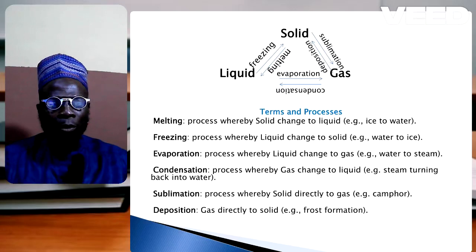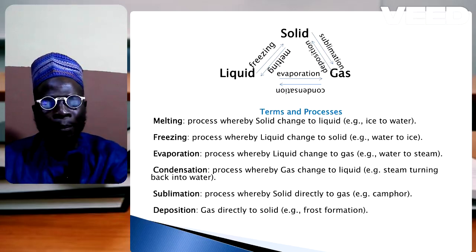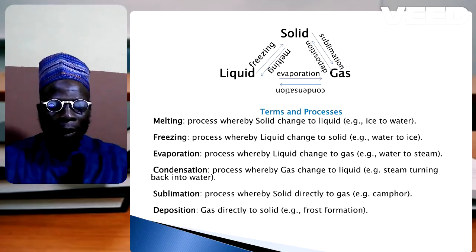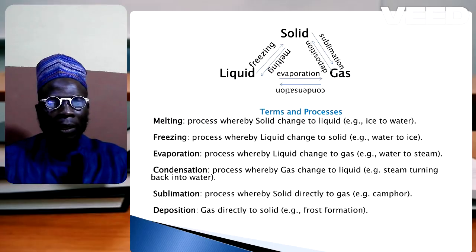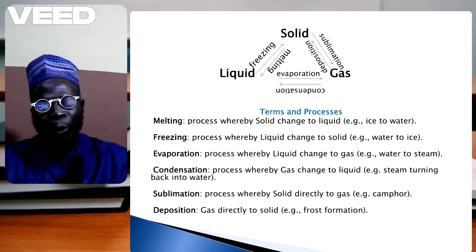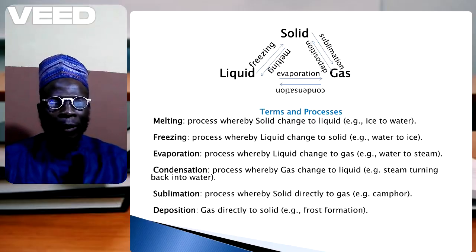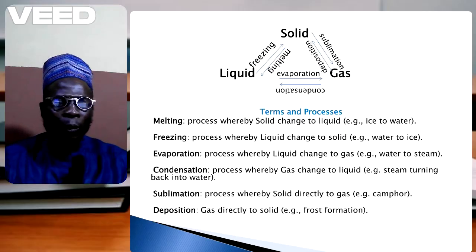So the first one, we call it melting. When we say melting, melting is a process whereby solid change to liquid. So nígbà tí solid bá ń change sí liquid, á sọ pé nǹkan náà ti melt. Ice block ní ìsìn ló fi sílẹ̀, ó ń yòrò, bó ṣe ń yòrò yẹn, it is melting. So solid change to liquid.